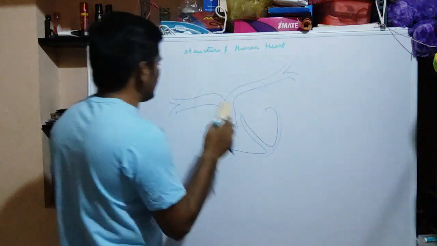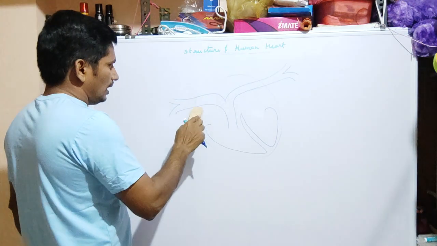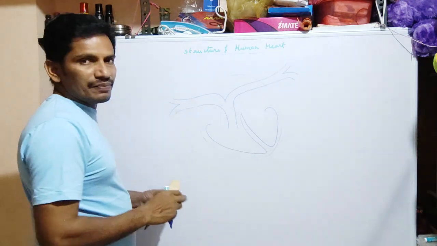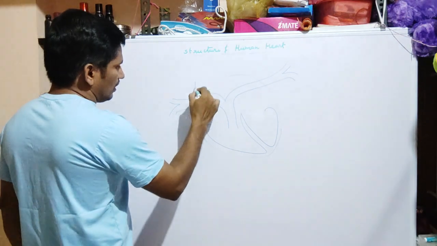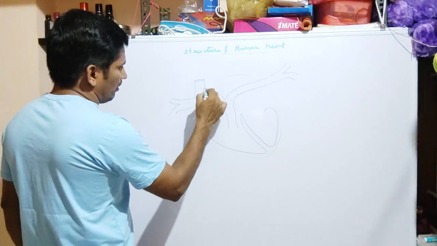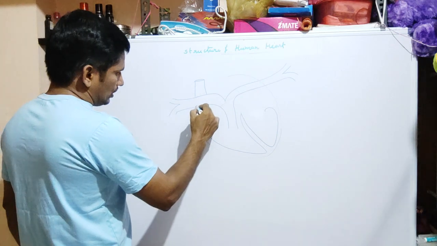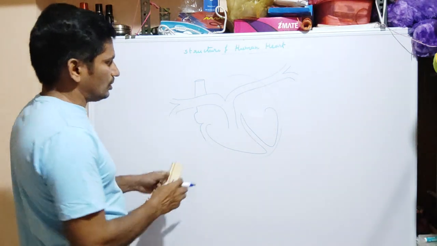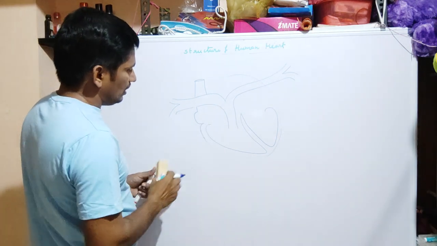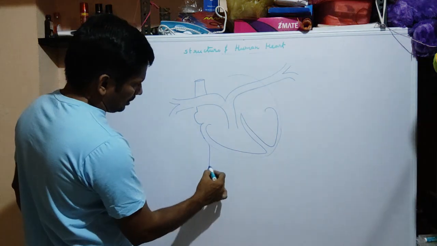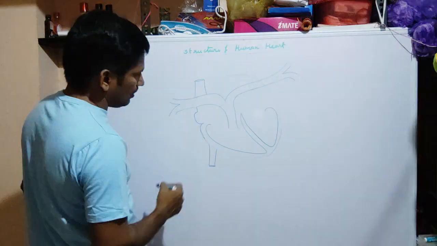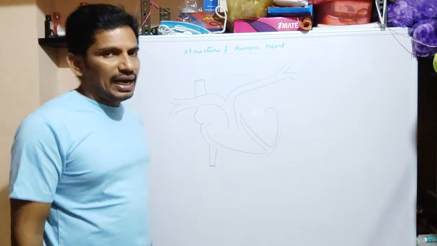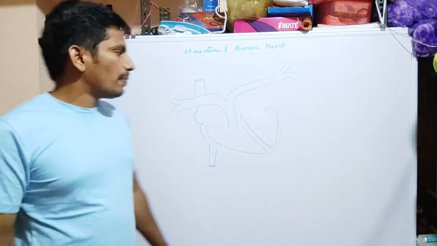Next, these imaginary lines, rub them, and you can make the superior vena cava. What is this? Superior vena cava. How to make it like this? It continues and gives a line to the chamber, which is the atria, and here this is the inferior vena cava. Superior vena cava and inferior vena cava.